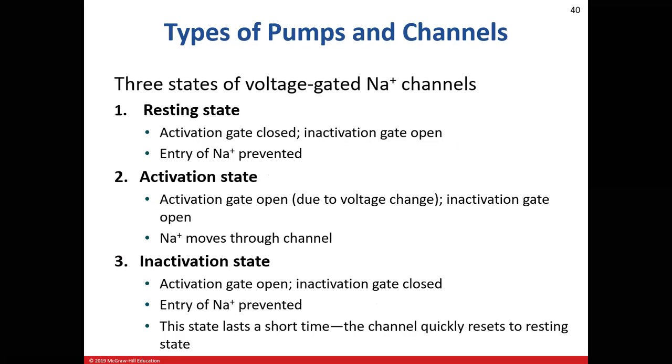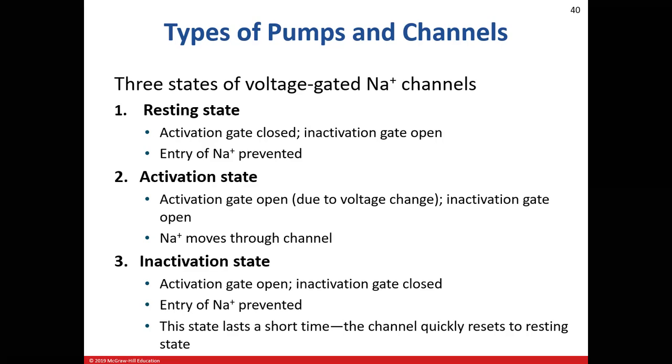Now, there are three states of a voltage-gated sodium channel. These are the channels that help to propagate the action potential as we leave the synaptic cleft on the neuron or on the muscle cell. We have the resting state. Now, we'll notice that with the sodium channels, the activation gate is closed and the inactivation gate is open.